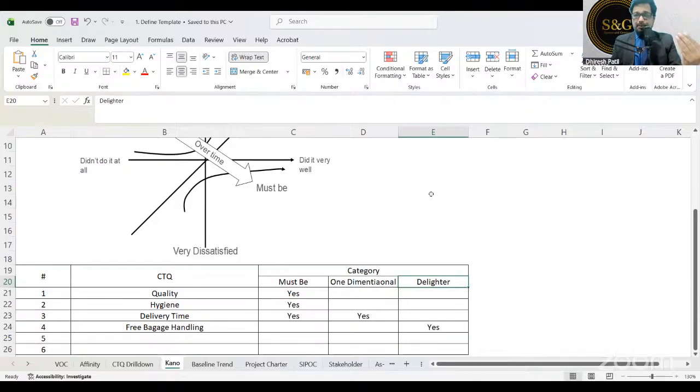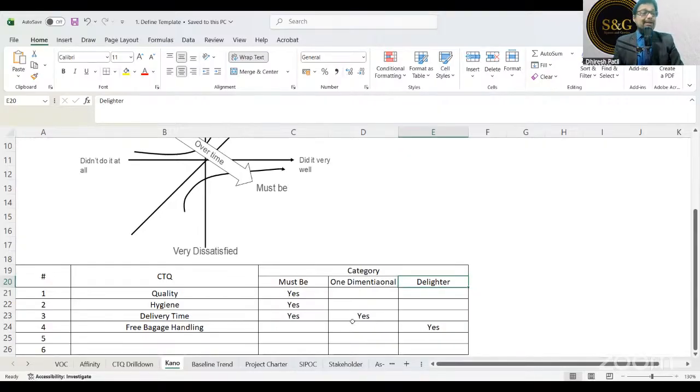Now what are must-be requirements? Those have to be there. For example, quality, hygiene, these are the must-be characteristics. That's why everywhere you can see quality, hygiene, delivery times, these are exactly mandatory requirements. Absolutely, they have to be there, right?